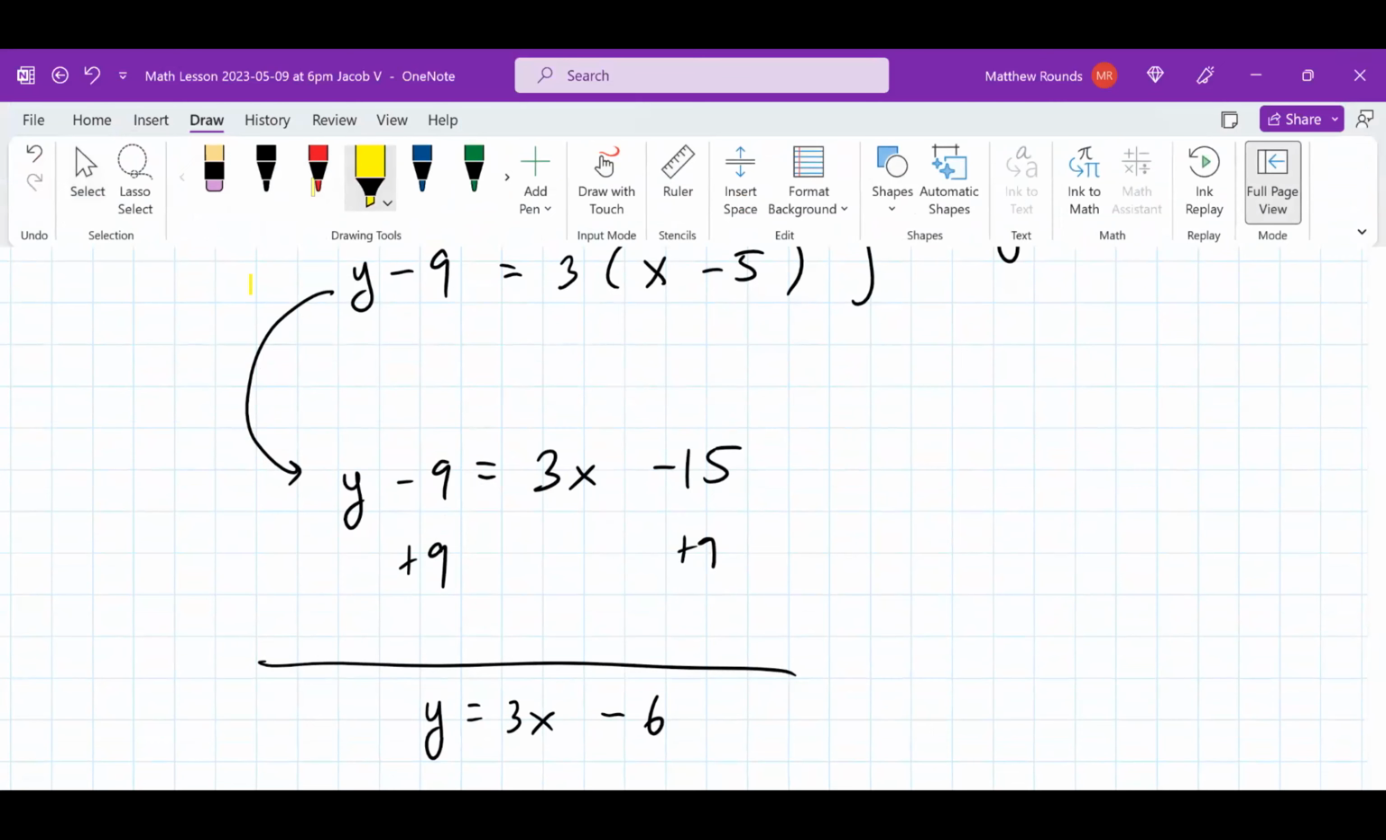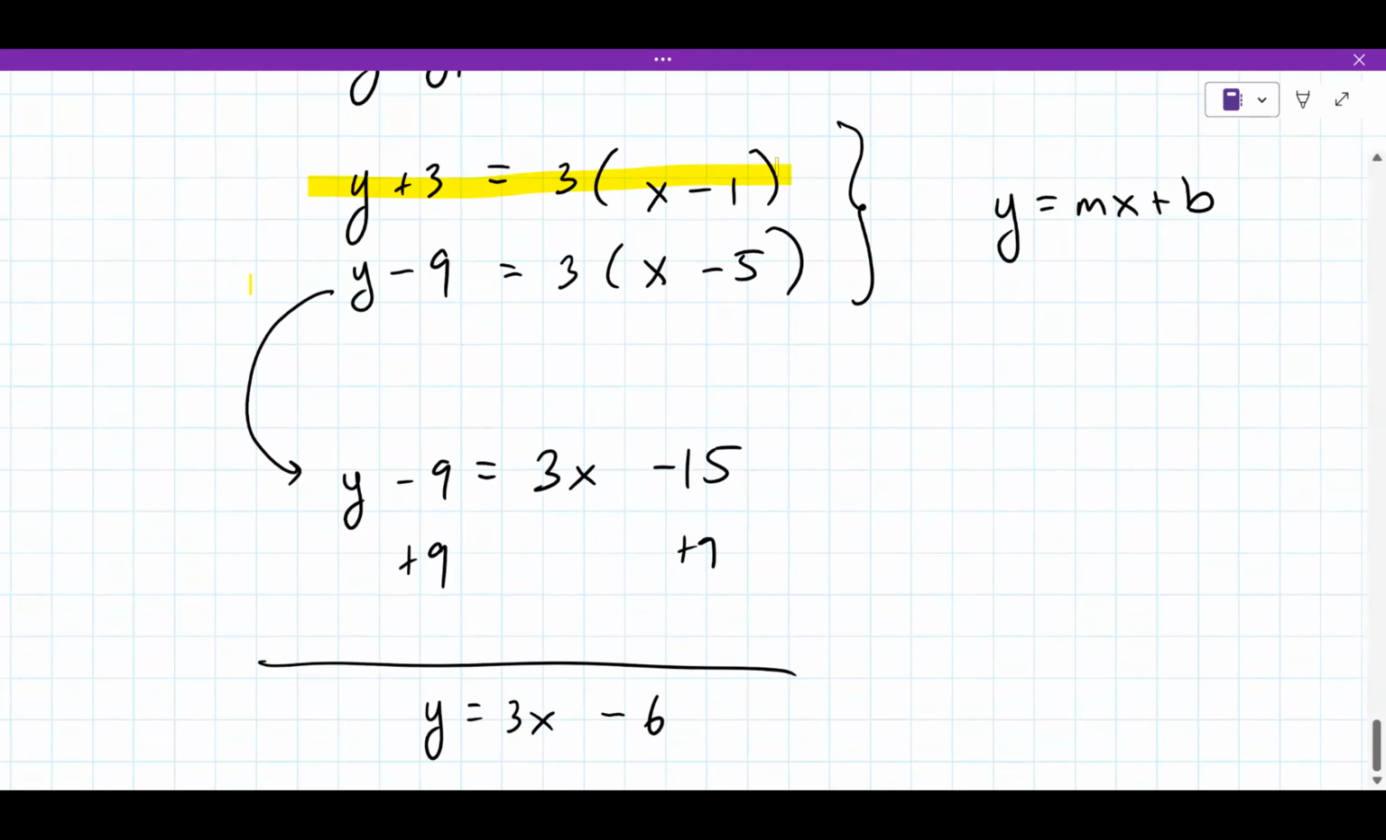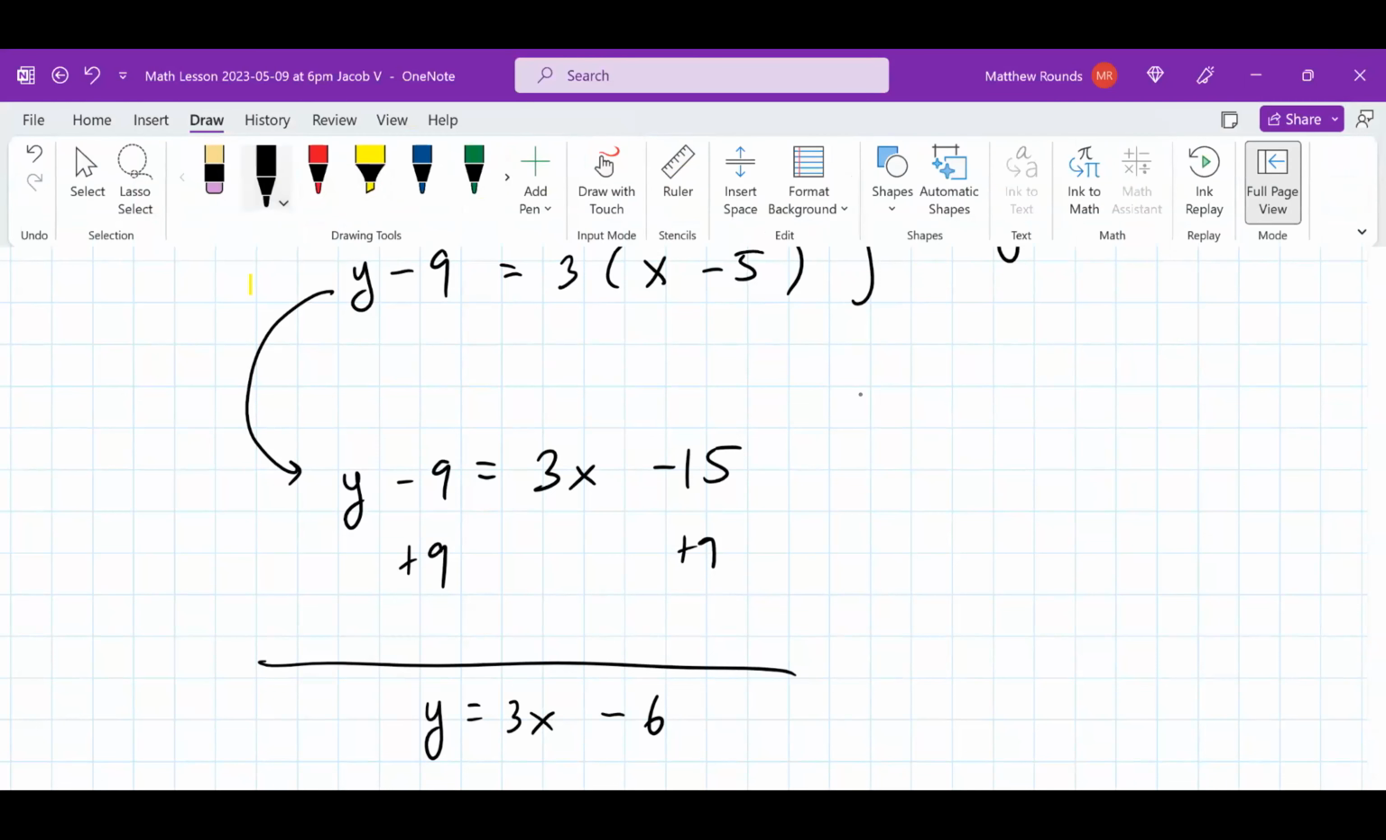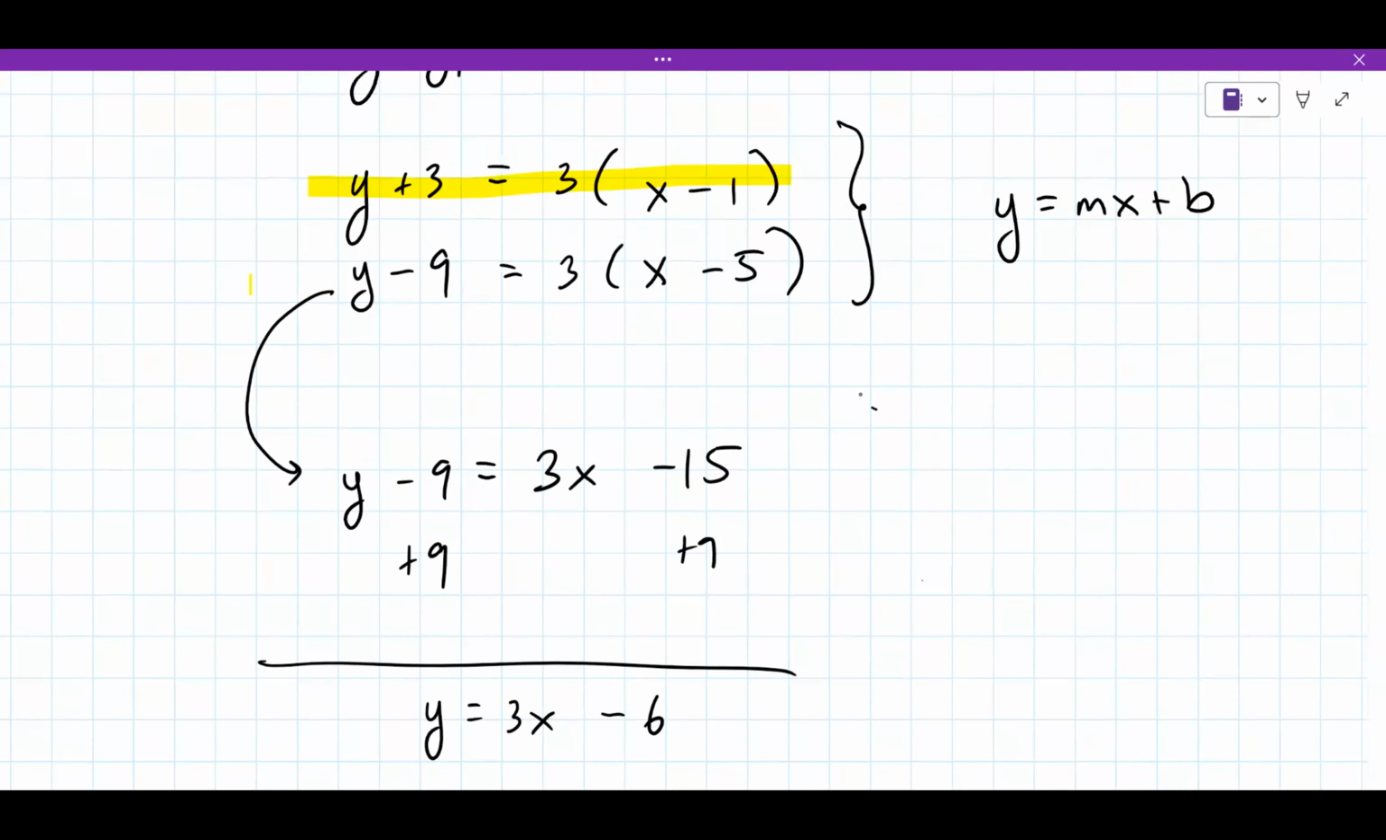All right, so I want you to take 3 times x and then 3 times -1. So 3x minus 3. Move that to the other side. Y equals 3x. That should be the same as what I have written. Y equals 3x minus 6. Right. So the interesting thing here is that there's an infinite number of point slope equations, but there's only one slope intercept equation.